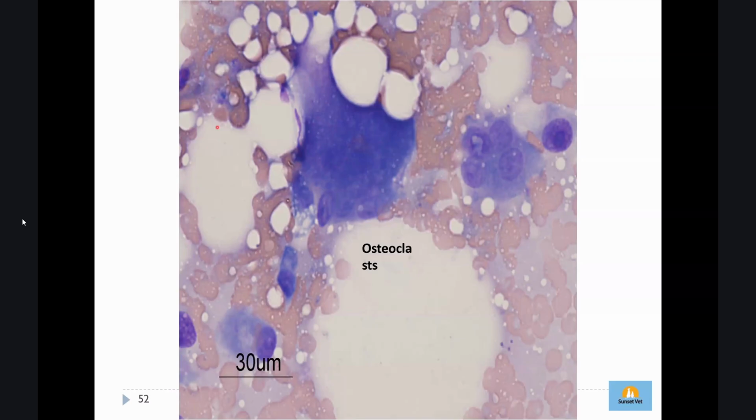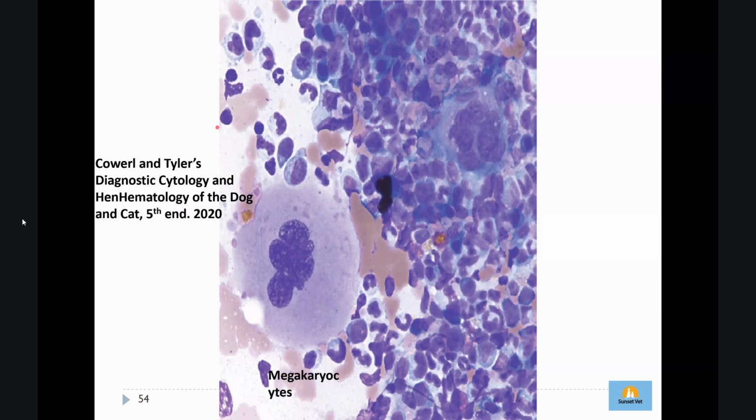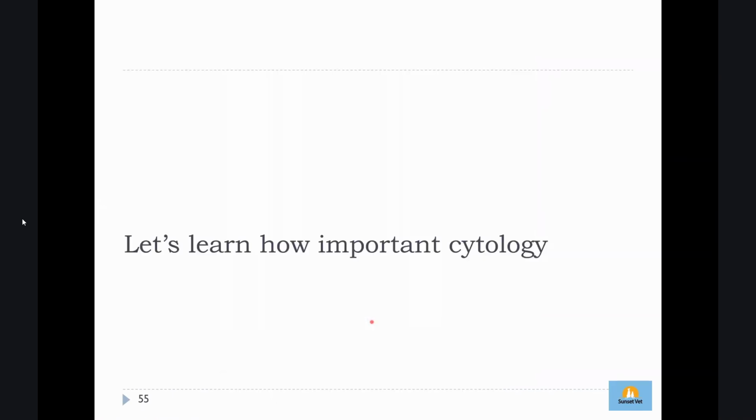And then this is an example of the osteoclast. And this is the megakaryocyte, which is typically abnormal cells. And then let's learn how important cytology is.